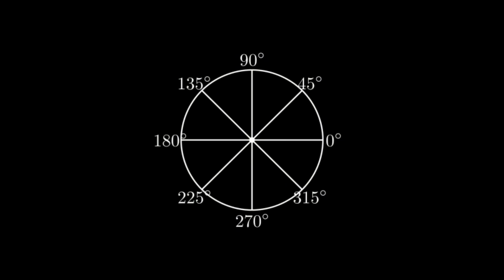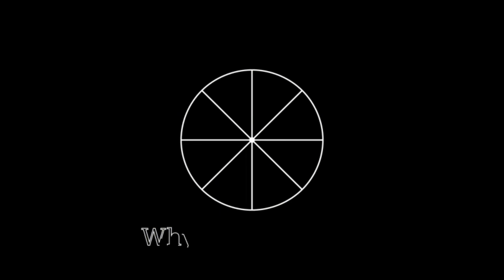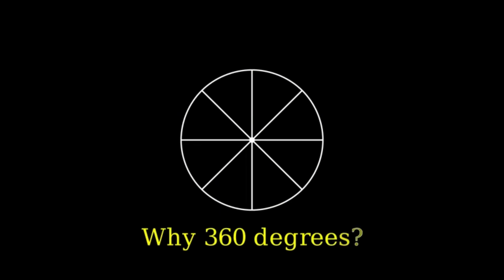We could divide the circle into any number of equal parts, and the sum of their angles would always be 360 degrees. But this raises an interesting question. Of all possible numbers, why do we use 360 to measure a complete circle? Why not 100 or 1,000 or any other number? The answer lies in ancient history.